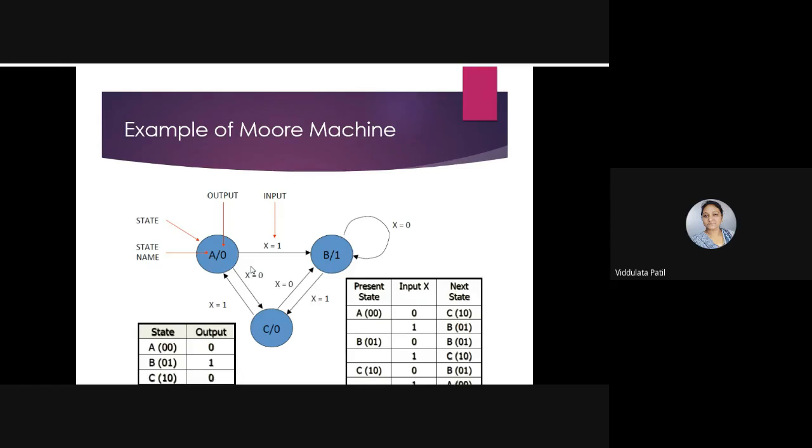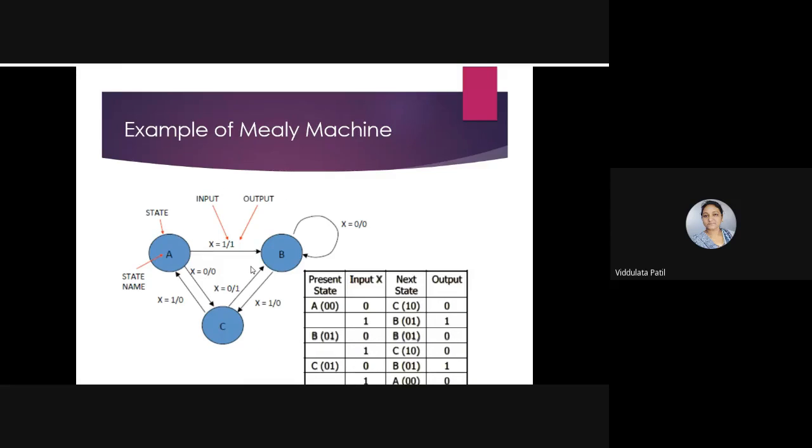So output is dependent on the current state as well as the input. Okay, so that is the Moore machine. And for the Mealy machine, it is dependent only on the current state.